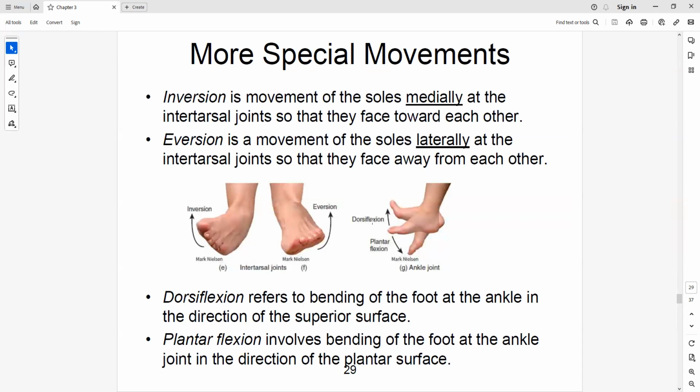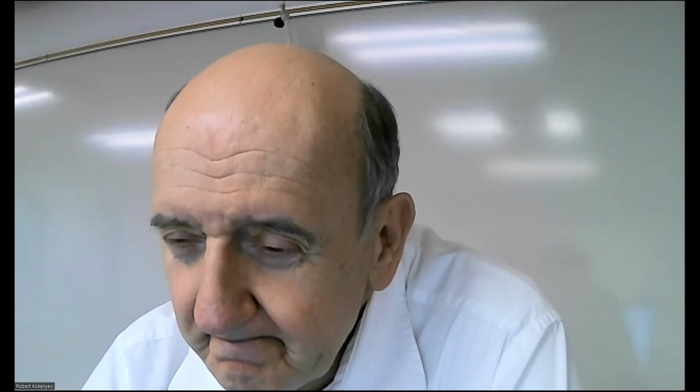We also have dorsiflexion and plantar flexion. So these movements, dorsiflexion, plantar flexion, inversion, eversion, are normal parts of the walking gait. Dorsiflexion happens when our heel is on solid ground, but our toes are lifted up. Plantar flexion, when our toes stay on the ground, but our heels are lifted up. Let me show you an example of this.